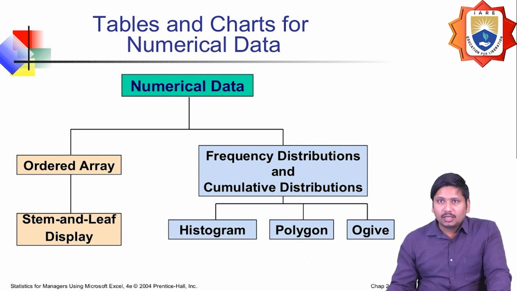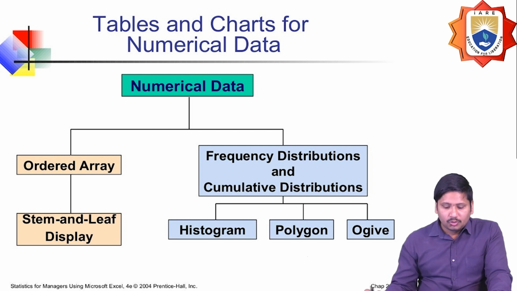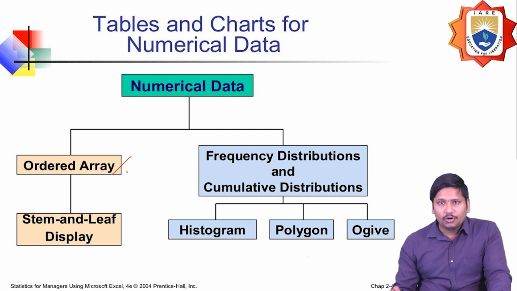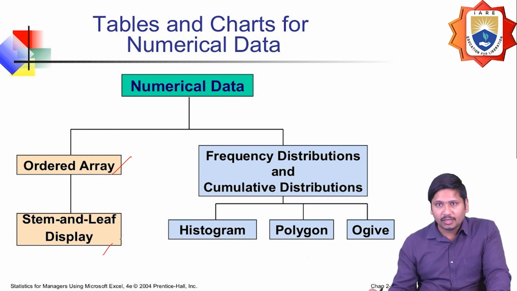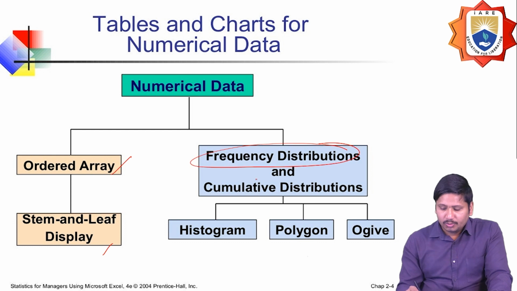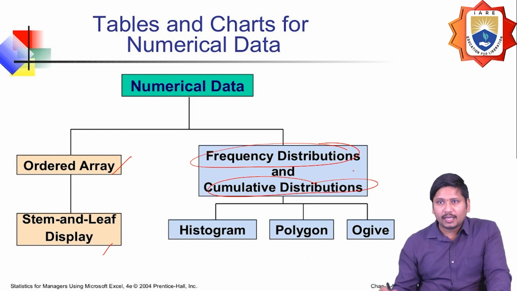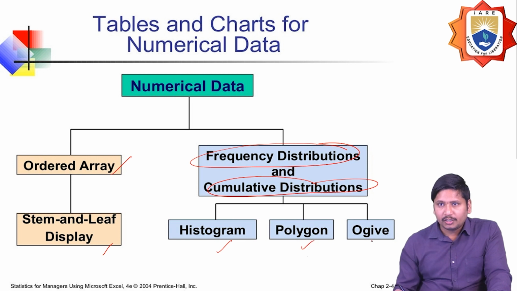Normally, numerical data is classified into two types: first, the ordered array, and another, frequency distributions and cumulative distributions. The ordered array can be implemented through the stem and leaf display technique, whereas frequency distributions and cumulative distributions can be implemented through a histogram or a polygon.